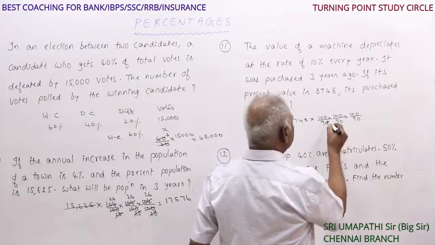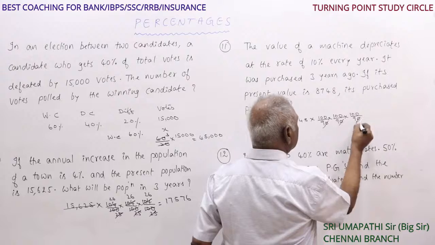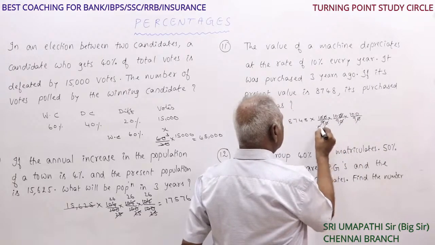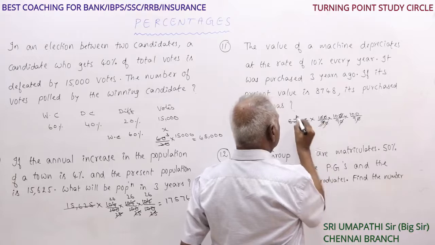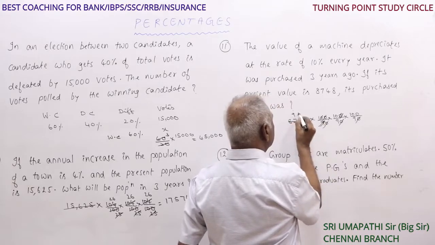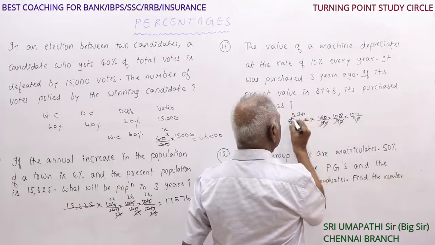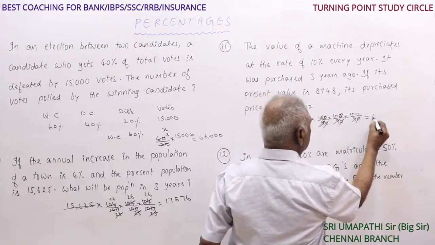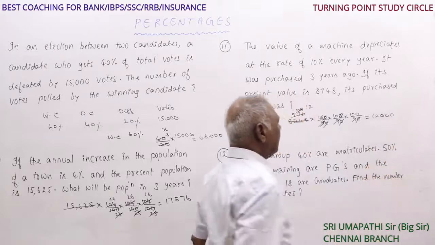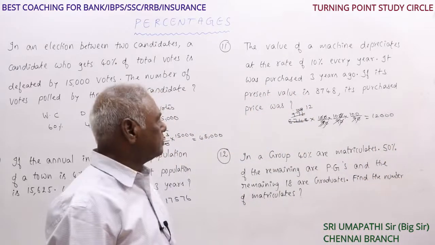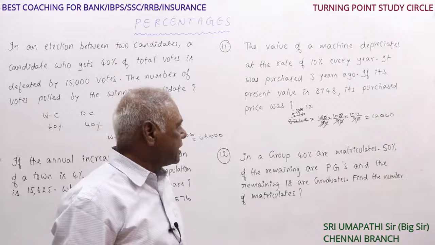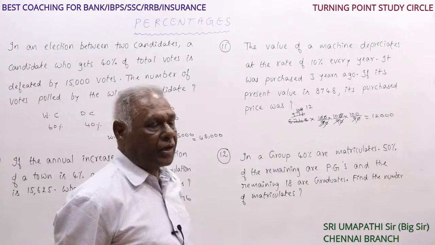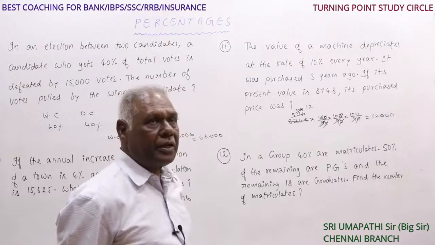So here it is 12,000. Whatever fraction is given, it must be reversed for before 3 years. For after, it is 90 by 100. For before, it must be reversed.